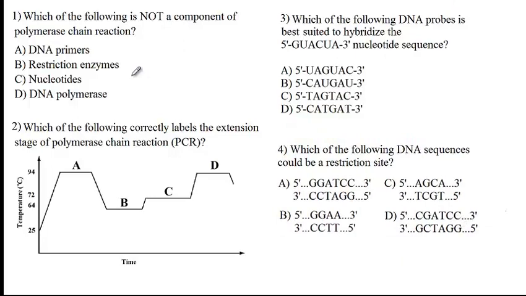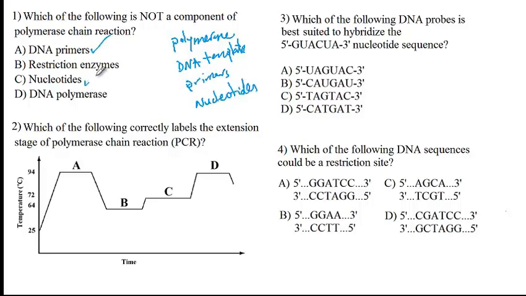All right, the first question. Which of the following is not a component of the PCR reaction? So without looking at the answers, we recall that we needed a polymerase enzyme, we needed a DNA template in order to amplify the gene of interest, we needed some primers, and we needed some nucleotides. So here, primers, nucleotides, DNA polymerase, restriction enzymes is not required for PCR. We can use it later on to cut the gene of interest out, but then it's not required for the PCR reaction itself.